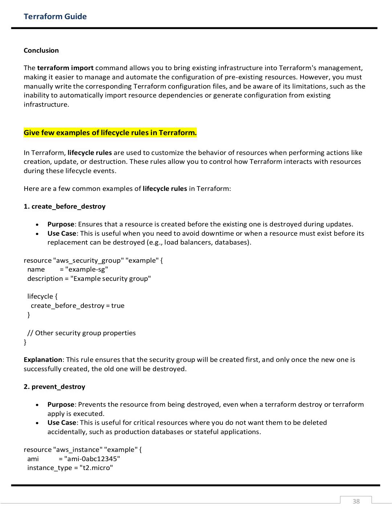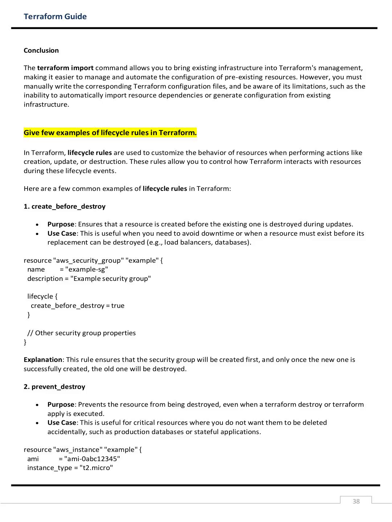In Terraform, lifecycle rules are used to customize the behavior of resources when performing actions like creation, update, or destruction. These rules allow you to control how Terraform interacts with resources during these lifecycle events. Here are a few common examples of lifecycle rules in Terraform.